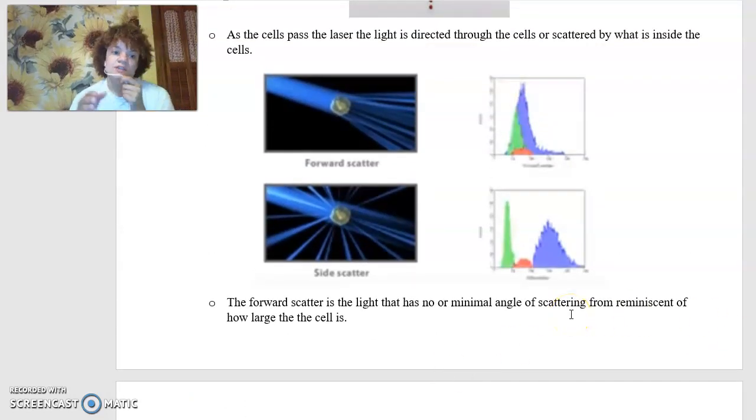If you were just looking at forward scatter, you would make a histogram based on how many data points you get of a certain size, showing how frequently they happen. And then for the side scatter, the same thing. You get data points based on how much side scatter there is.